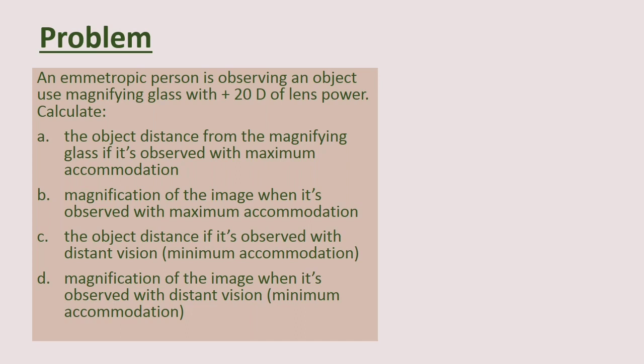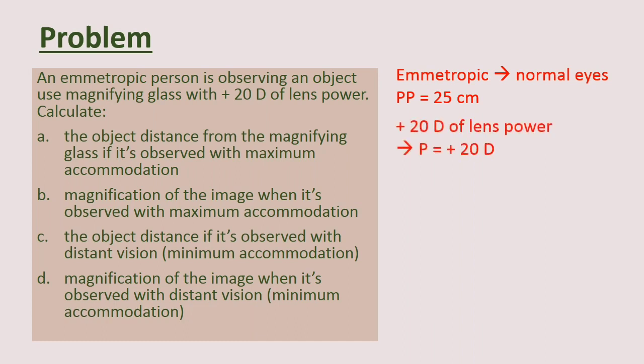Alright, to solve this problem, the very important point you must understand is that when it talks about emmetropic, it's been talking about the normal eye. So the punctum proximum or PP will be equal to 25 cm. And it said plus 20 diopter of lens power, so it means the power of that lens is actually plus 20 diopter. So we can write it as P equal to plus 20D.